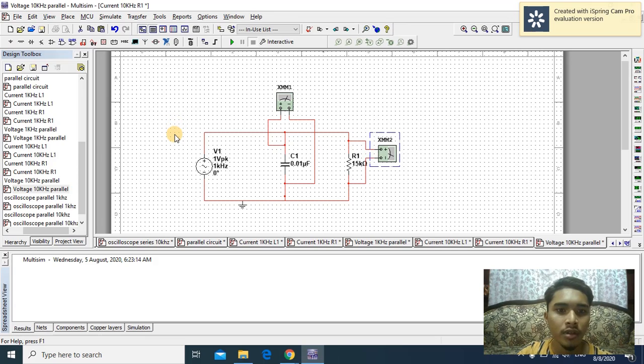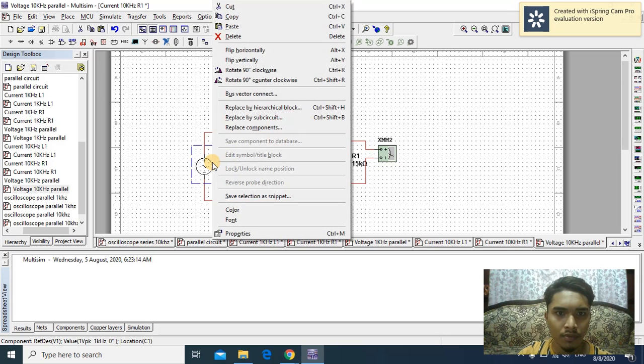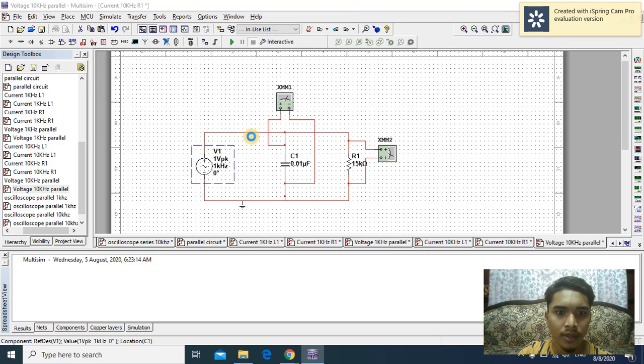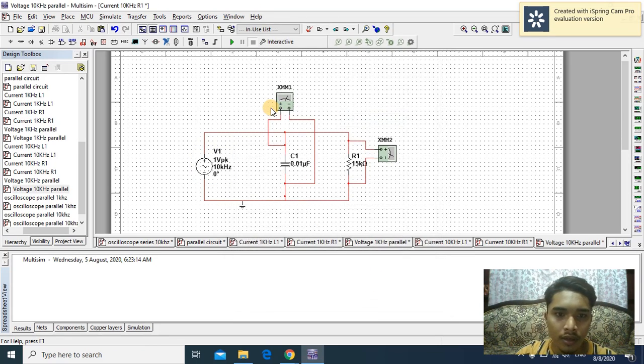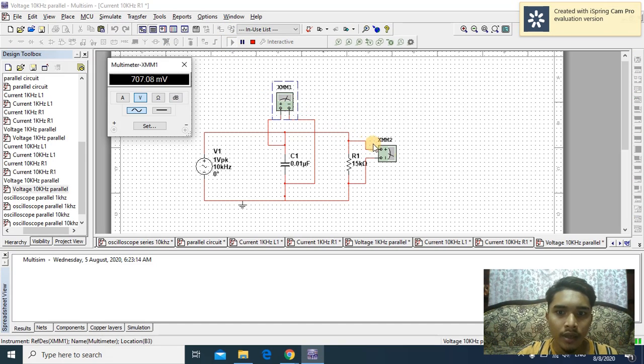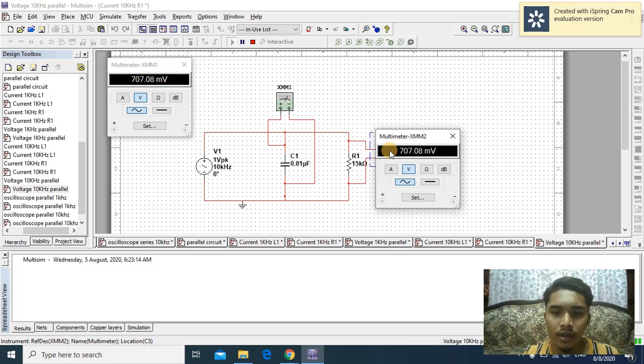Then to measure the voltage for 10 kHz, I forgot to change the frequency. Then I measure, and we get the reading of the multimeter for voltage, also the same because in a parallel circuit it is 707.08 millivolt.